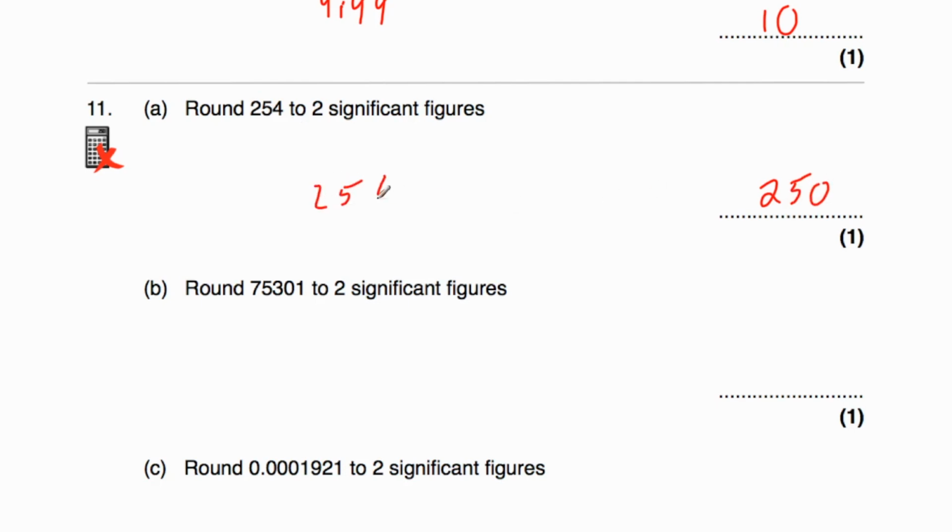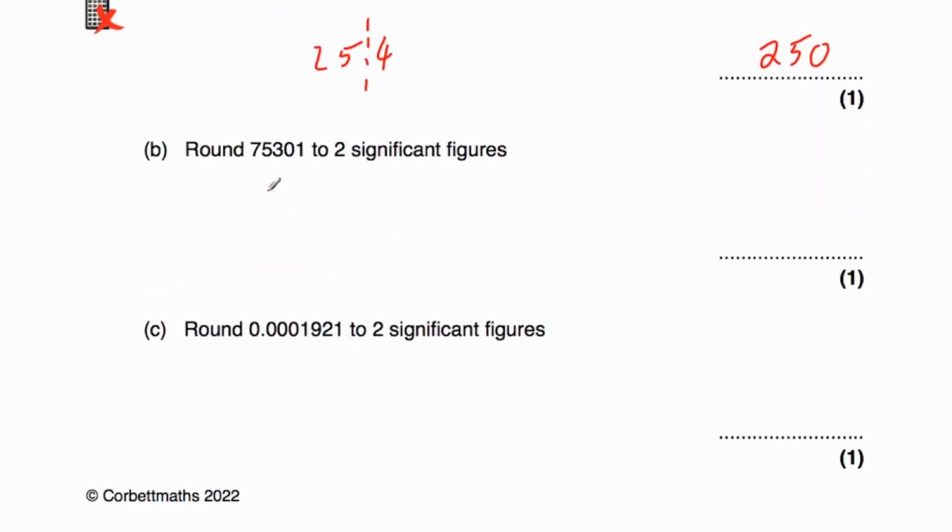And again, we could have written 254. We want to round to two significant figures, so we put a dashed line after the second significant figure. The third significant figure is a 4, so we don't round up, we round down to 250. Okay, next we've been asked to round 75,301 to two significant figures.